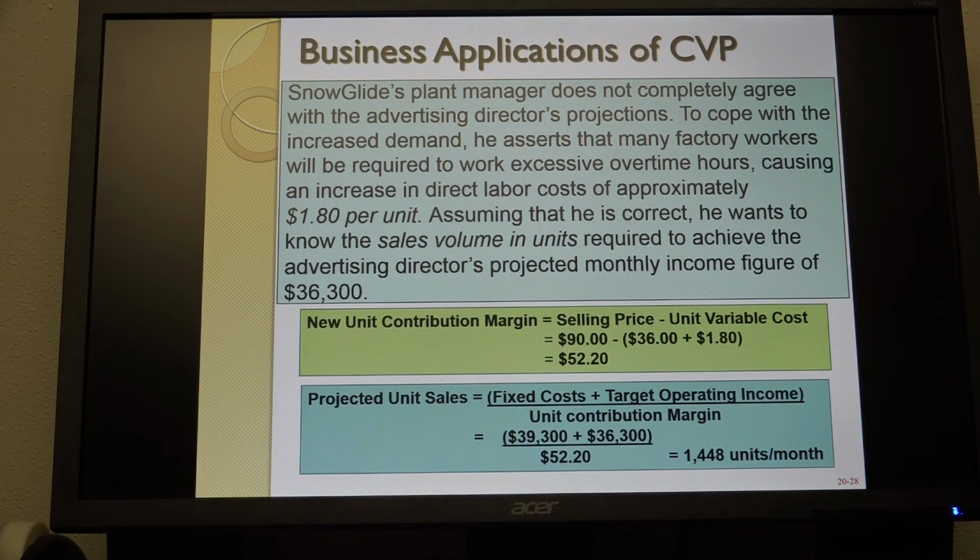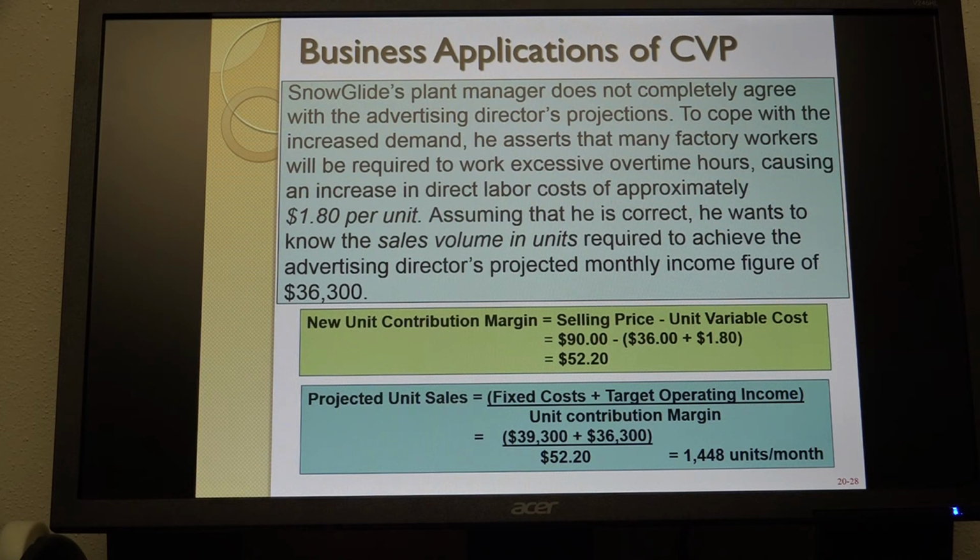Snowglide's plant manager does not completely agree with the advertising director's projections to cope with the increased demand. He asserts that many factory workers will be required to work excessive overtime hours, causing an increase in direct labor costs of approximately $180 per unit. That's where assumptions can go wrong. Assuming he is correct, he wants to know the sales volume in units required to achieve the advertising director's projected income figure of 36,300.